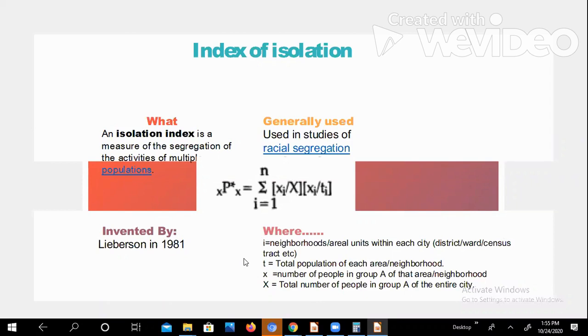Now we can also do the same thing. We can take the example that I had given of that city, of wards A, B, C, D, and then we can do the same calculation based upon this formula. But this is a different thing. This is the index of isolation. The index of isolation is different from the segregation index. Both are different.